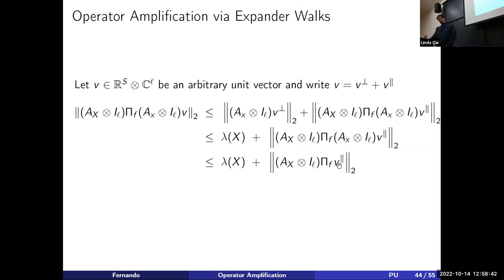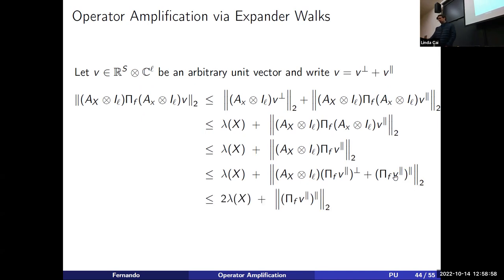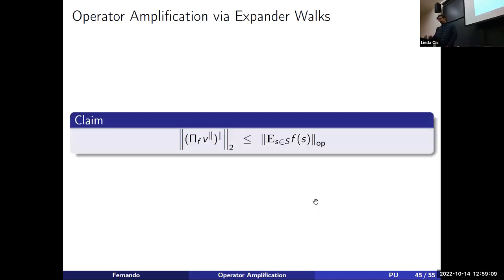Now we can focus on this part here and decompose it further, perpendicular and parallel, right? So now we have a perpendicular part and a parallel part. The perpendicular part, when it interacts with the adjacency matrix tensor identity, it's great, right? We have a decay of lambda x. But now we need to understand this other part. So here you have two times lambda x, right? One coming from here, and you are left to understand what happens when you hit a parallel vector and you take the parallel part, okay? So the claim is that this construction gives exactly the operator norm, our assumption that we had before, okay? So this is precisely what happens.